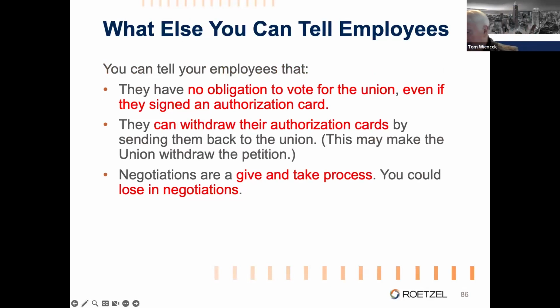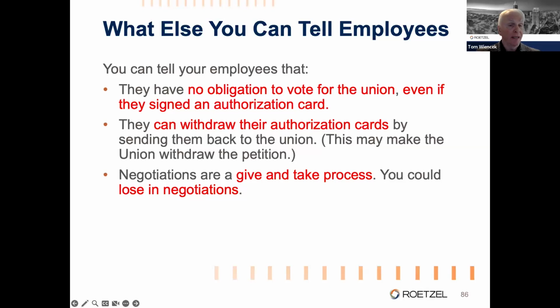So what else can you tell employees? You can tell them they've got no obligation to vote for the union, even if they signed an authorization card. And again, you can withdraw. You can tell them that they can withdraw their authorization cards by sending them back to the union. That's not going to mean that the election's not going to occur, but it may make them withdraw the petition.